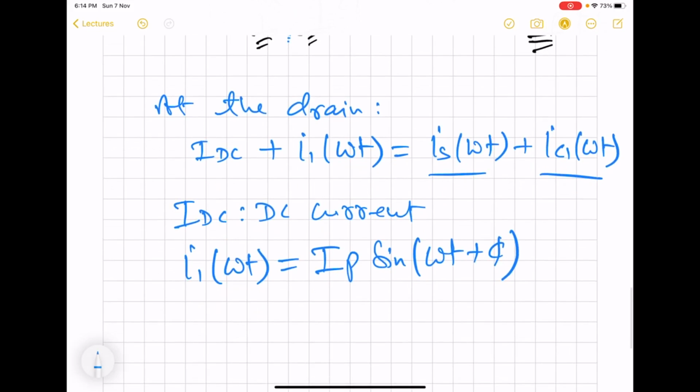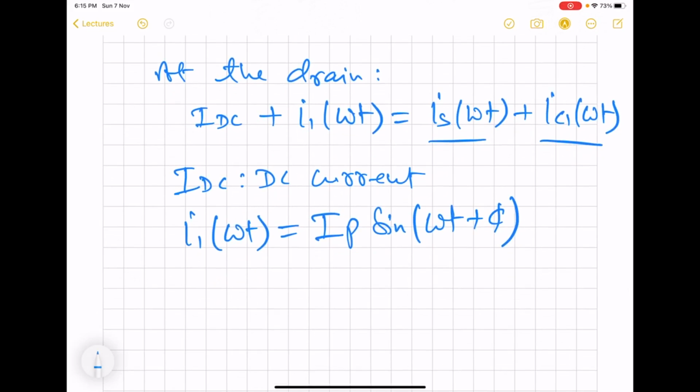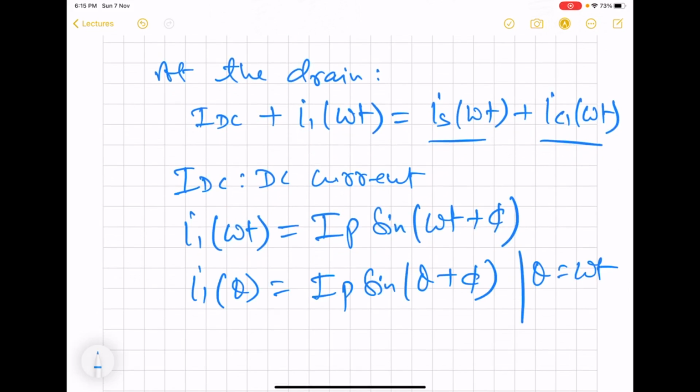So in general, it will have a certain phase at t equals 0, an initial phase. More compactly, we will be writing these equations in these forms, where theta is equal to omega t. So this I1 is sinusoidal, and since I1 gets added with IDC to produce the total current, which gets divided between the switch and the capacitor, these switch and capacitor currents are going to be basically part of an offsetted sinusoidal current.